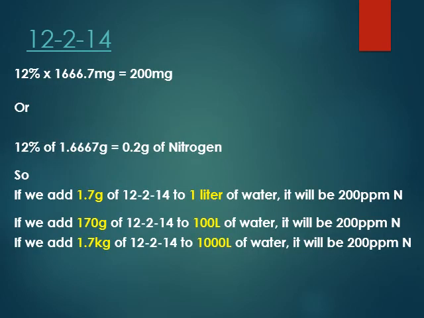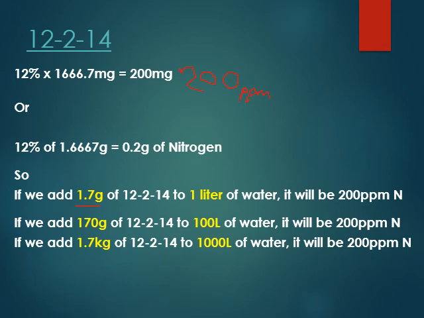This is just summarizing again. 12% times 1,666.7 milligrams equals 200 milligrams, which means it is 200 ppm. 200 milligrams is the same as 0.2 grams, just to help you remember. So 0.2 grams per liter is 200 ppm. We're rounding to 1.7 grams here, so 1.7 grams in 1 liter is 200 ppm.